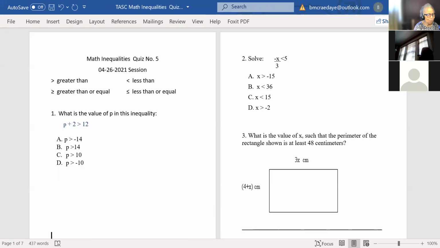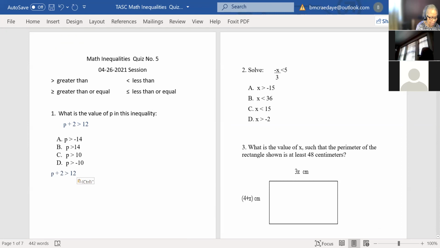Okay, both sides. What you do on one side, you do on the other side. So you minus 2. Very good. You minus 2 from 12. So you subtract 2 from both sides. Good, let's do that. So you see your answer. What's your answer? My answer is C. That's it. Very good. Okay, so subtract the 2 from both sides.